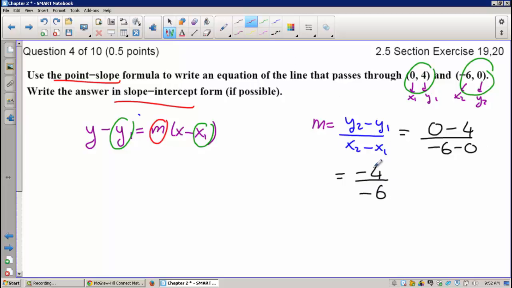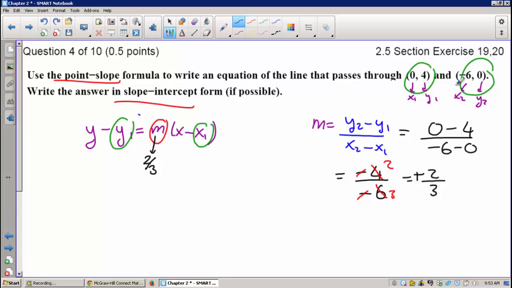I believe I can reduce them by 2. Divide both by 2. Right? And negative and negative divide into positive. So it's 2/3. Positive 2/3 is the slope. Make sense?